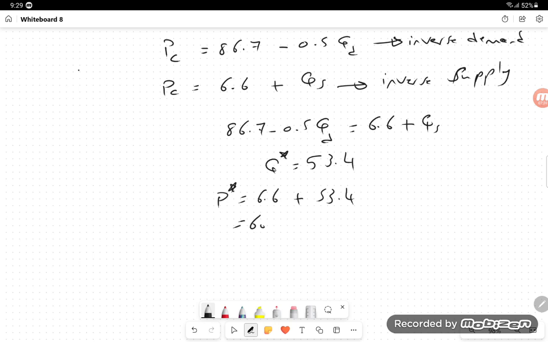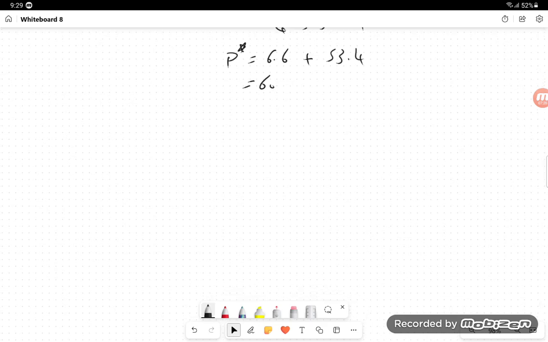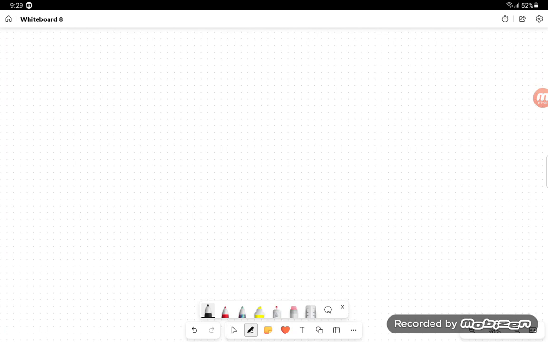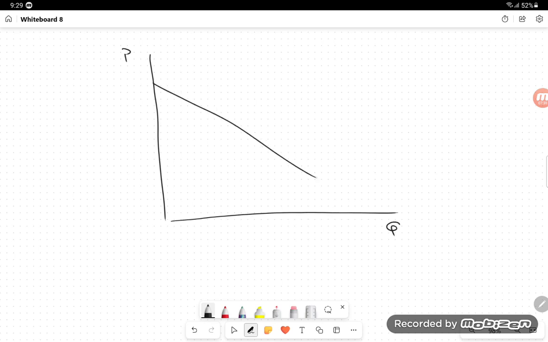So this can be illustrated graphically. This is quantity and price, demand function, and supply. The point of intersection is the point of equilibrium at 53.4 and 60.